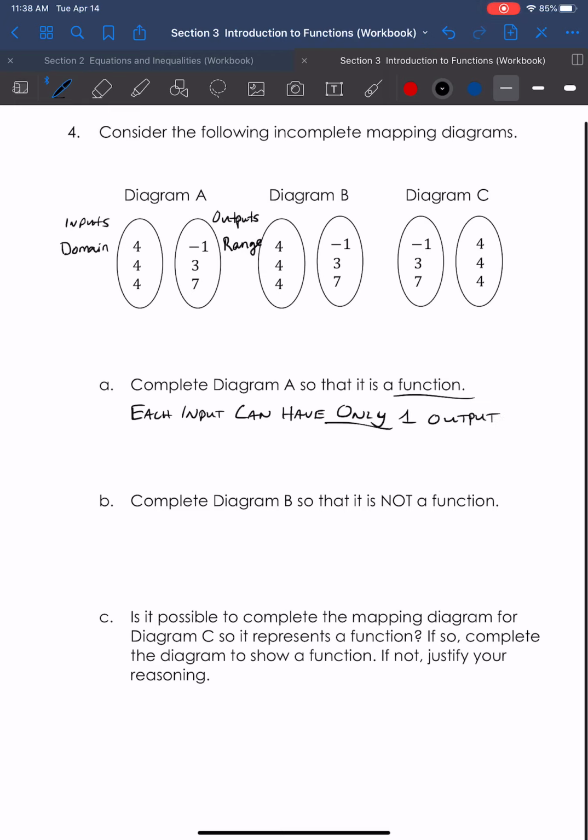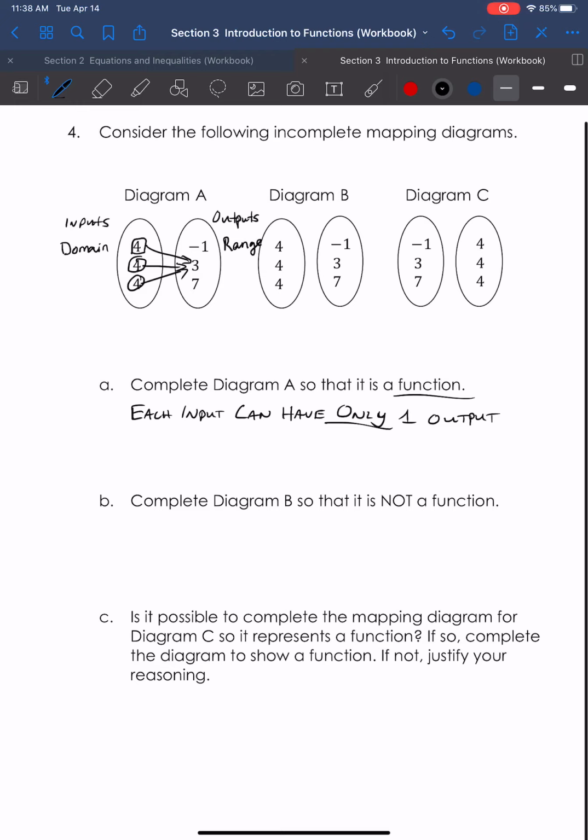Alright, so if we look at diagram A, we can see that the input is always 4. Alright, so if we only have one input, each of those inputs has to go to the same output in order for it to be a function. Alright, if they all went to different outputs, then that would not be a function.